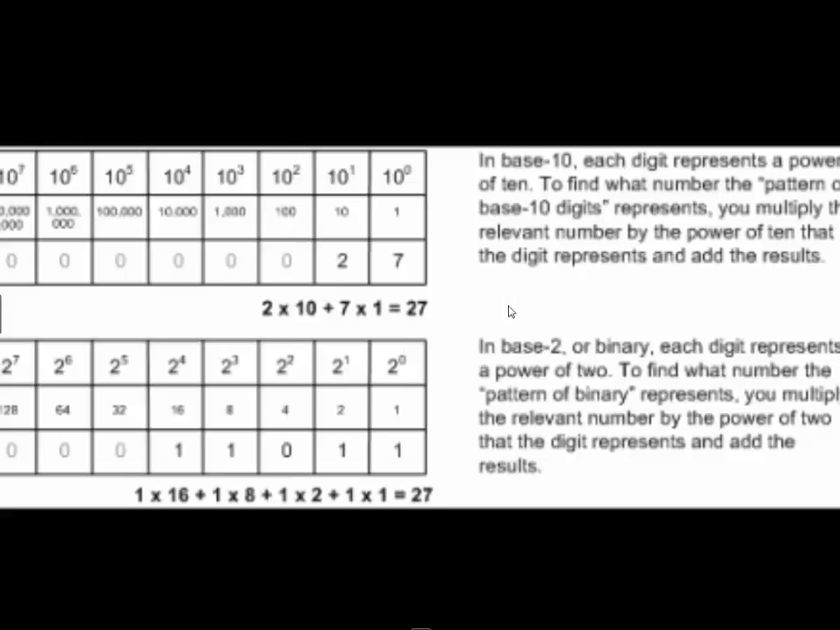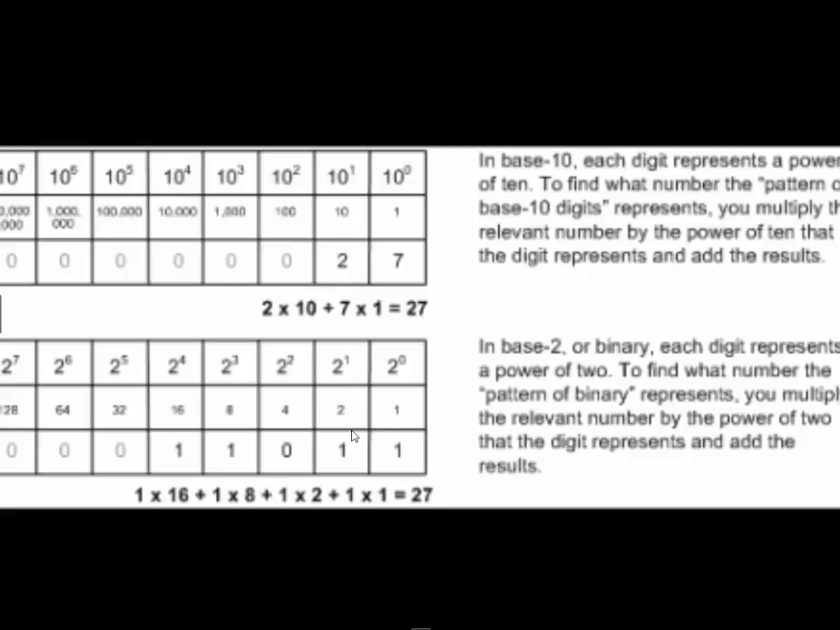So if we take the example of the number 27 in both the base 10 and the base 2 systems. How many 10s would you want for 27? You would need at least 2. And how many 1s would you need to get 7? You would need at least 7. And when you add those two 10s and 7 1s, you get 27.